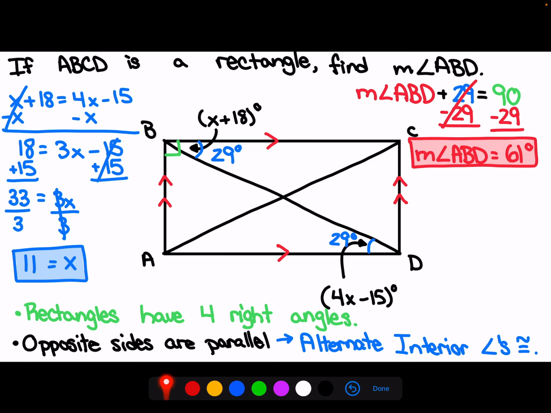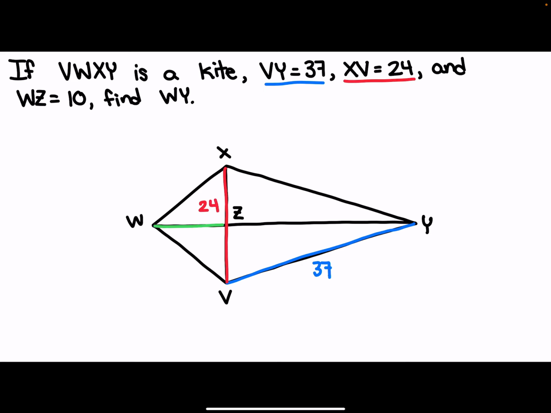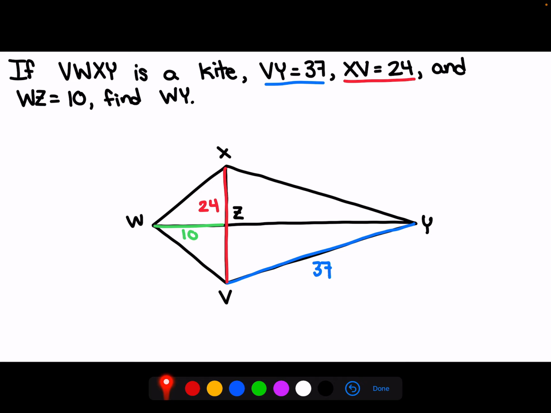All right, next up. If VWXY is a kite, VY is equal to 37, XV is equal to 24, and WZ is equal to 10, find WY. So first off, draw everything up in this picture that you know of. So start by drawing everything up that we have. And then from here, we also know that this is a kite.